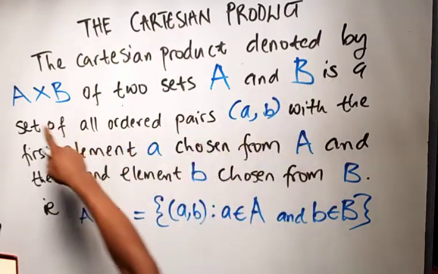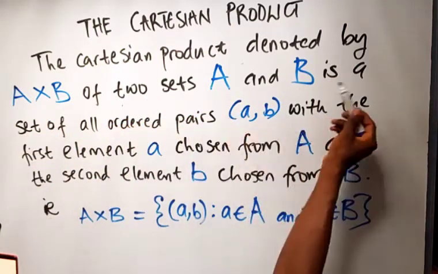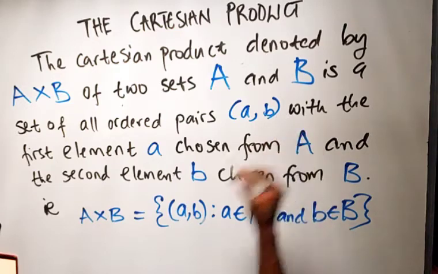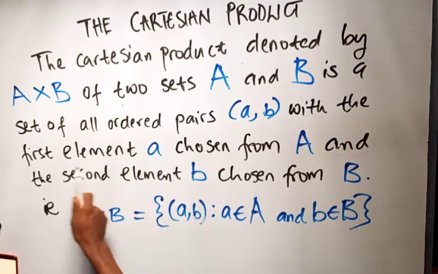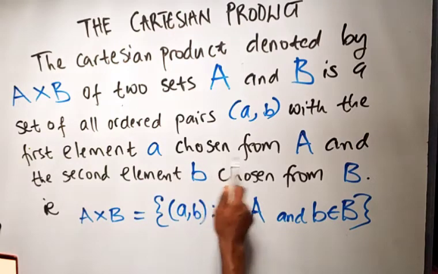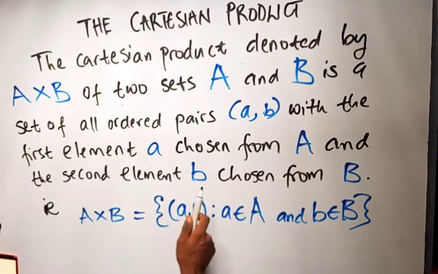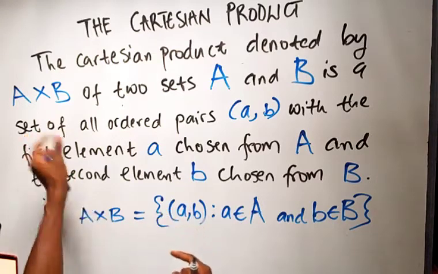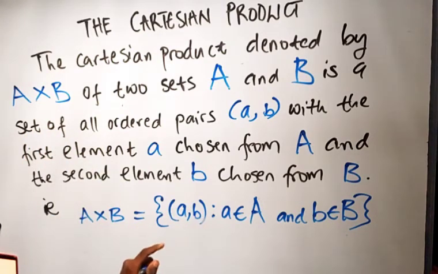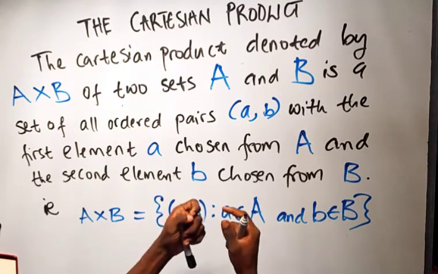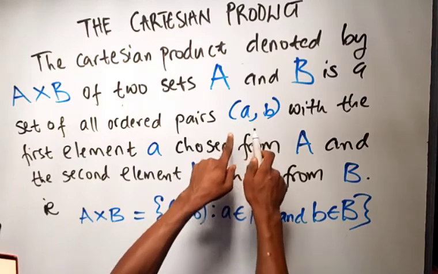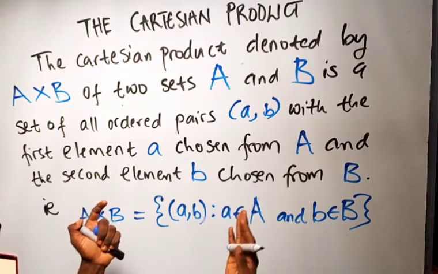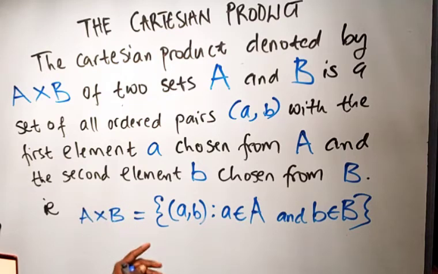So the Cartesian product, denoted by A cross B, of two sets A and B is a set of all ordered pairs. This is how you write it: small a and small b, with the first element, the little a, chosen from the set A, and the second element, the little b, chosen from set B. So when you take the Cartesian product of two sets, we are going to have a set of ordered pairs, such that the first entry is an element from the set A and the second is an element from the set B. This is pretty simple according to the definition, and I'm going to give you an example to illustrate what I'm talking about.